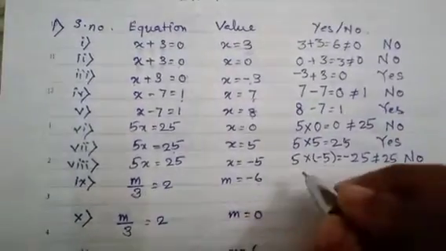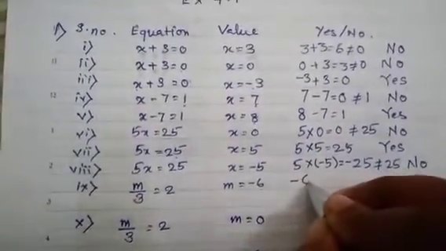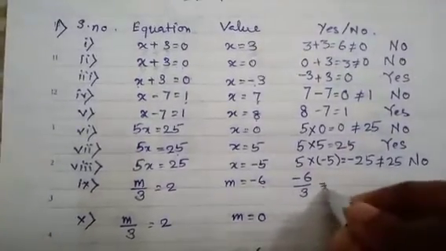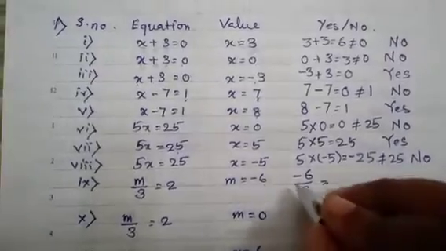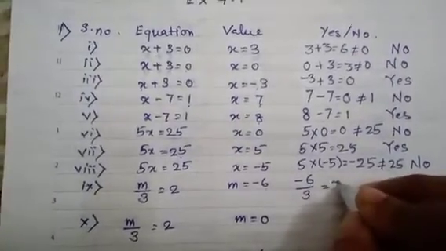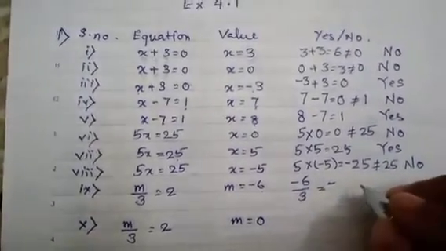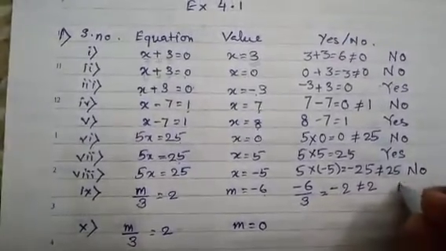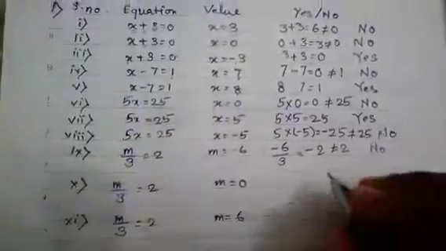m by 3 is equal to 2. So m is equal to minus 6. So instead of m, I put minus 6 divided by 3. How many minus signs are there? Only one minus sign. So minus will come here. 6 divided by 3 is 2, minus 2, which is not equal to 2. So it is not a solution.